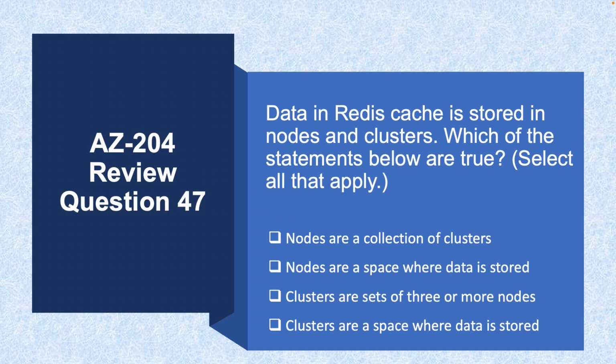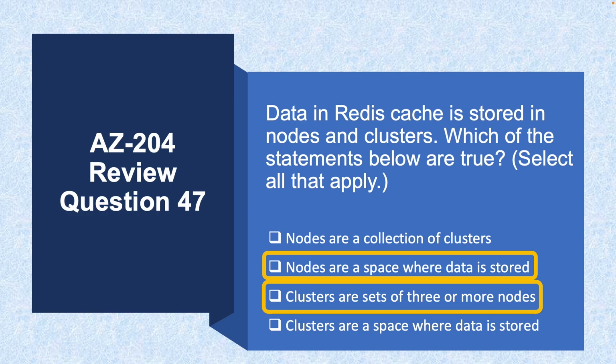Question number 47. Data in Redis cache is stored in nodes and clusters. Which of the statements below are true? Select all that apply. The correct answers are nodes are a space where data is stored and clusters are sets of three or more nodes.